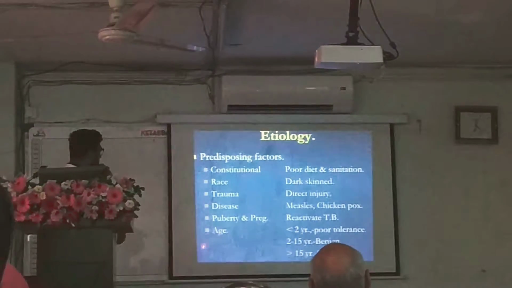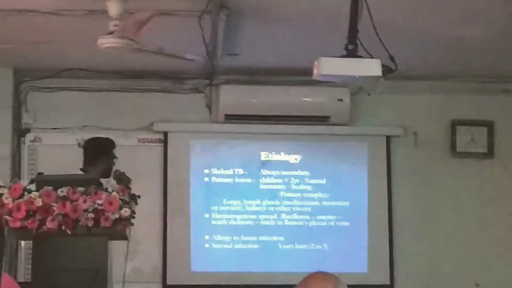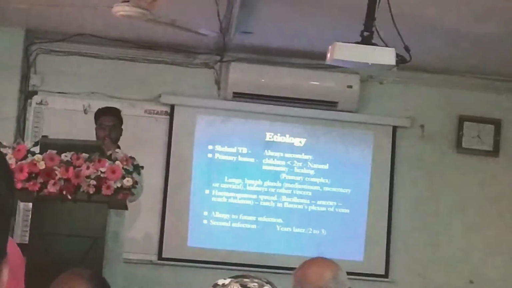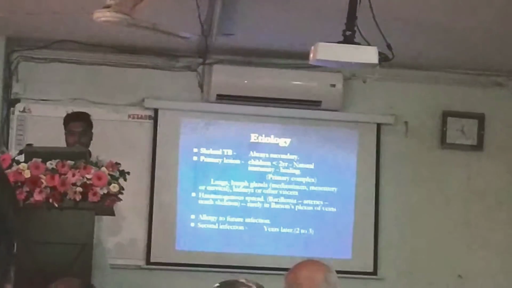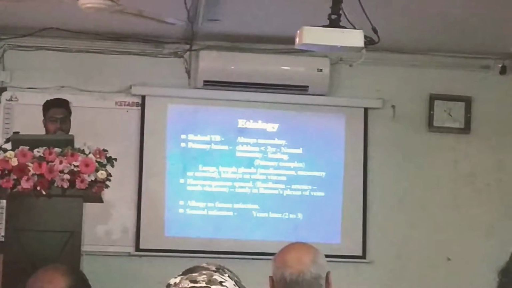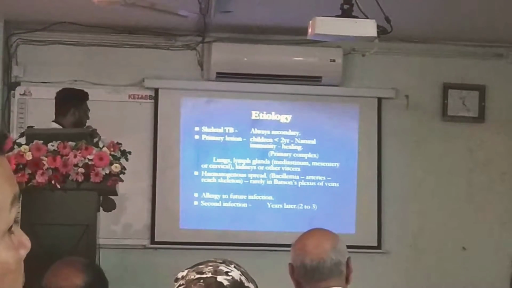Here are some etiological factors of bone and joint tuberculosis. Skeletal tuberculosis is always secondary to a primary lesion. The primary lesion may be present in the lung, lymph node, kidney, or other viscera. It mainly spreads by the hematogenous route, and the secondary infection may occur 2 to 3 years later.